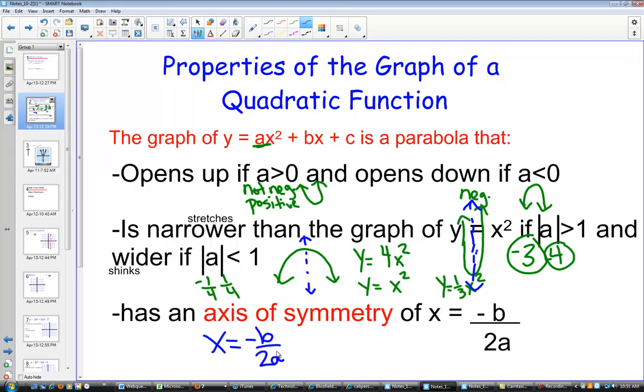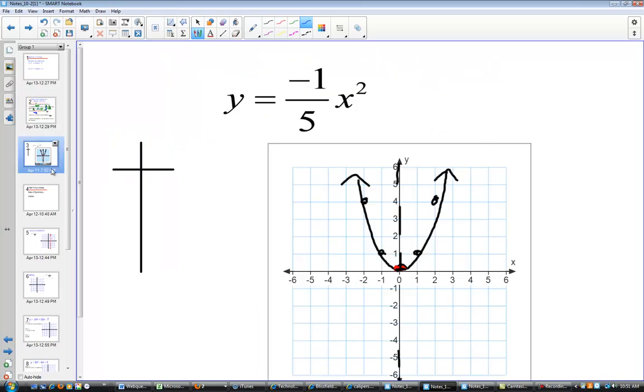Every single problem has the same formula for axis of symmetry. That is one you're going to memorize. Negative b over 2a. Say it with me. X equals negative b over 2a. One more time. Good job. All right, we're going to go to the next one.